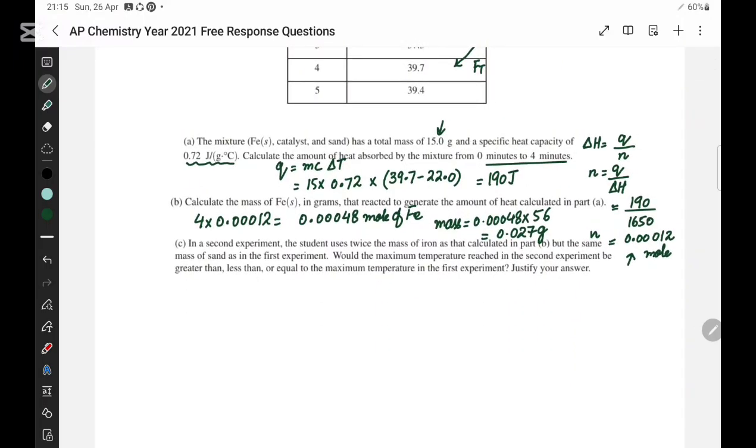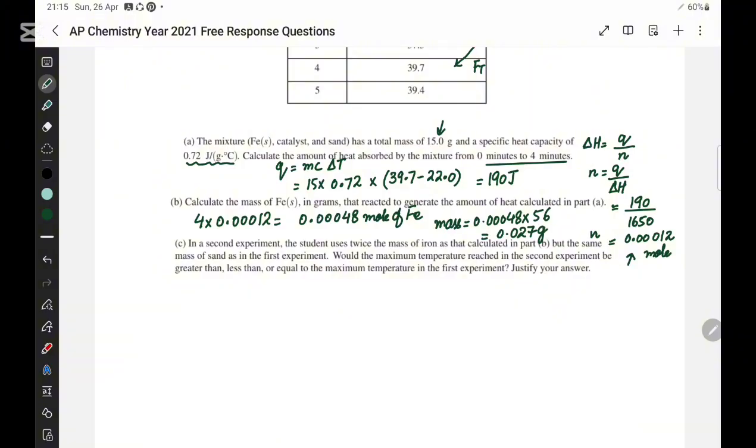So in the next question, they are saying in a second experiment, the student used twice the mass of iron as that calculated in part B, but the same mass of sand as in the first experiment. Would the maximum temperature reached in the second experiment be greater than, less than, or equal to the maximum temperature in the first experiment? So in the second experiment, as we are using a greater mass of iron, definitely the temperature reached would be greater.